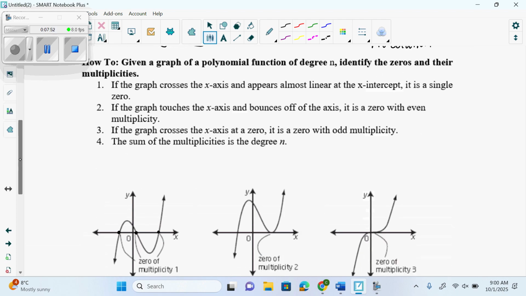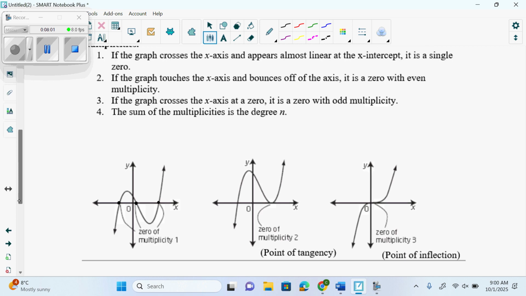Number 2, if the graph touches the x-axis and bounces off of the x-axis, it is a 0 with even multiplicity. So if you look here, it's a point of tangency. I would star that, highlight that. Everyone forgets about that word. Point of tangency means it bounces. So it hits one x-intercept, and then it bounces and sends it back up. Do you see that? So it has to have at least 2 x-intercepts there. 1, 2, because it bounces back up. It could have a multiplicity of 4, 6, 8, etc.